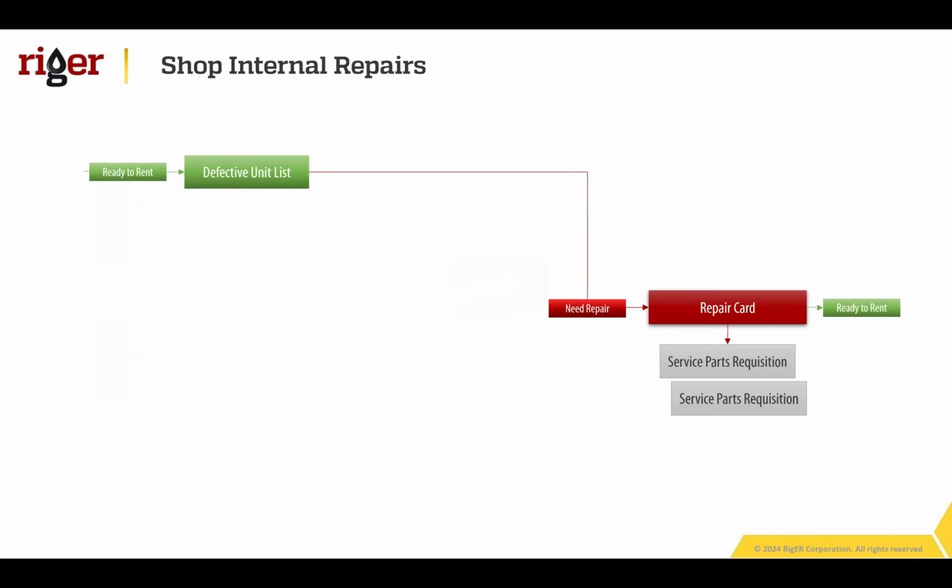However, if we talk about shop internal repairs, it starts from the defective unit list. When you go through the yard or shop and realize that this unit requires repairs, we start not from the repair card, but from the defective unit list, figure out the list of items requiring repairs, and create a repair card based on that defective unit list. And after the repairs, the repair card is closed, and the unit returns to ready to rent status.